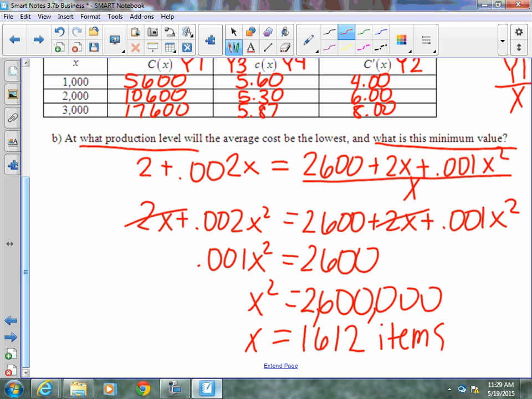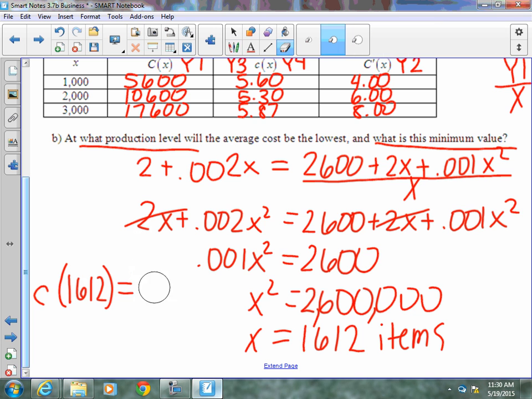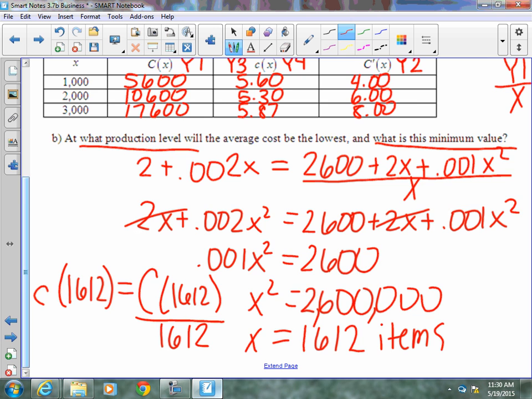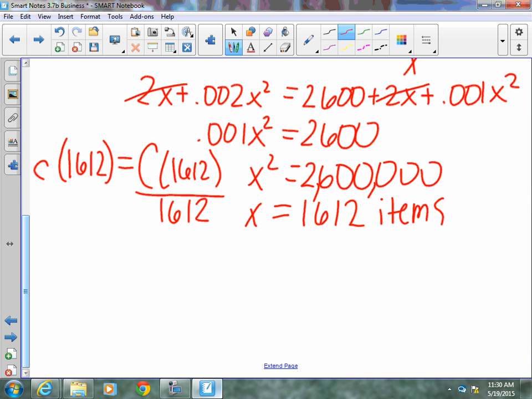But they also want the minimum value. So the minimum value is when we find little c of 1,612, which is found by taking big C of 1,612 divided by 1,612. Or you can use the table in your calculator, where you already had some of that info in, and we get a value of $5.22 per item.